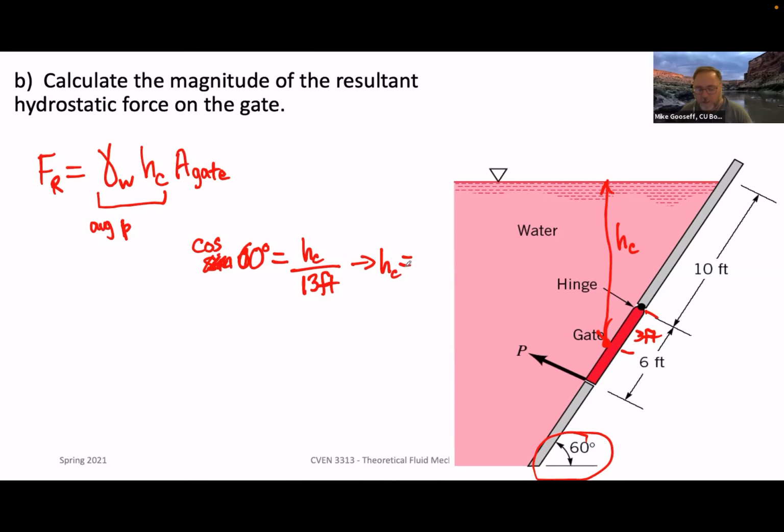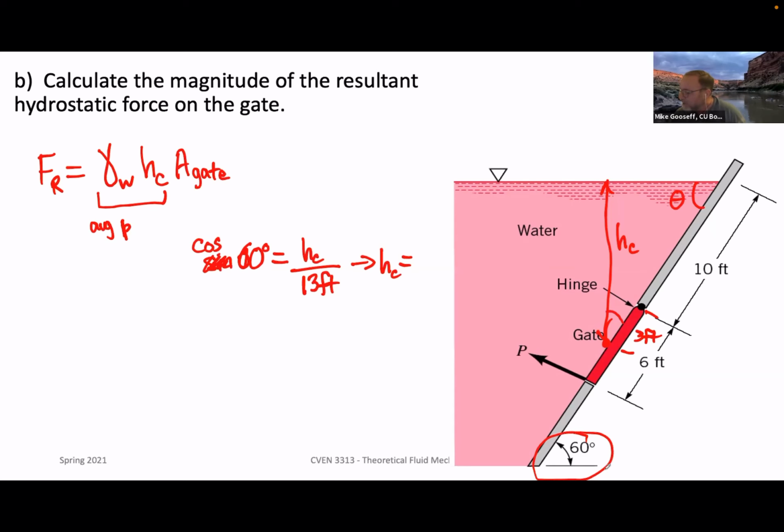So, are you sure it's not sine? Wouldn't it be the portion that's going down opposite of 60 if you draw your triangle? Oh, you're right. This is now 60. This is theta. Thank you. I did do it right. Or did I? No, actually, I'm not feeling confident.